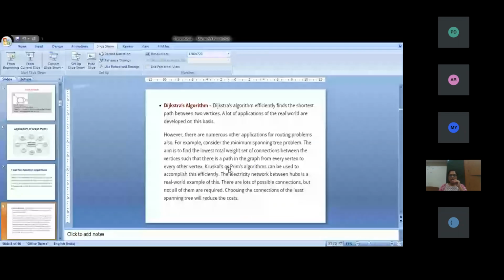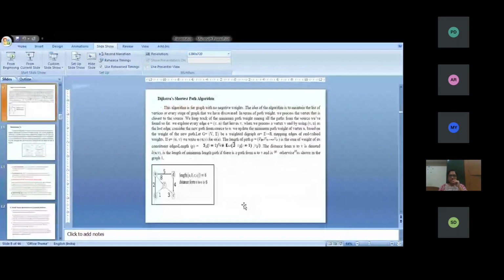These algorithms are used in electricity networks between hubs in the real world. There are a lot of possible connections. If you are connecting people, we have so many connections, and on the internet also we have so many connections. To reach someone, you can use the shortest path. For that, this algorithm is very useful to reduce the cost also. I have given some examples of how they work.